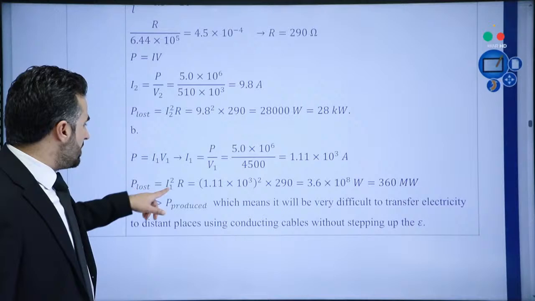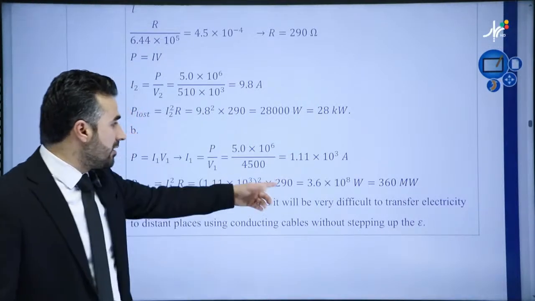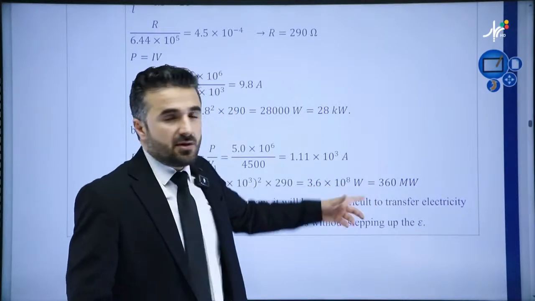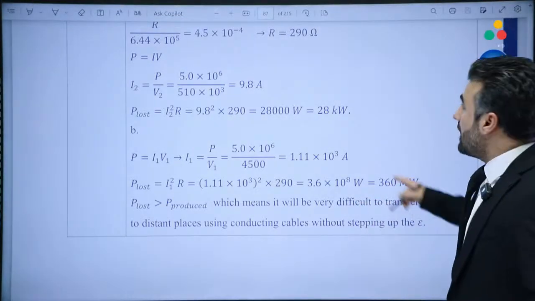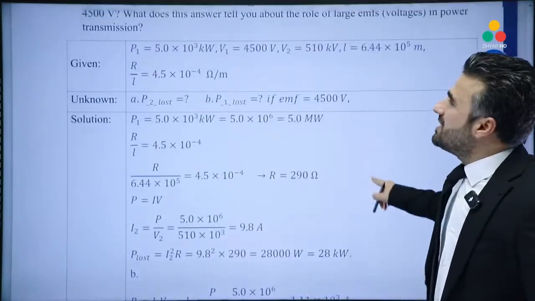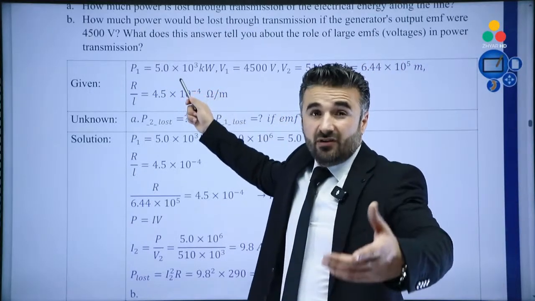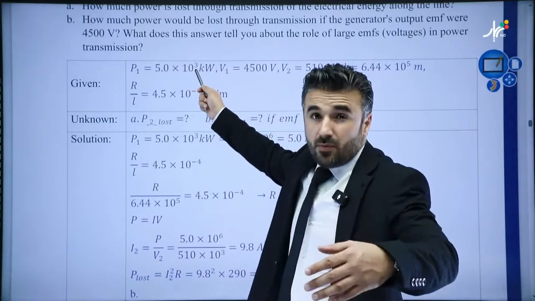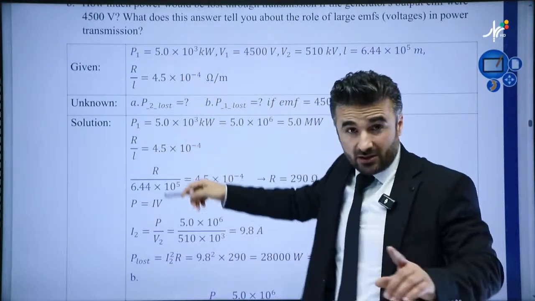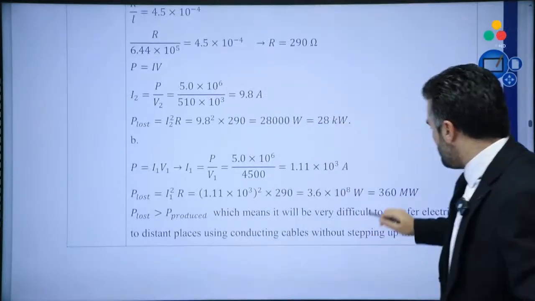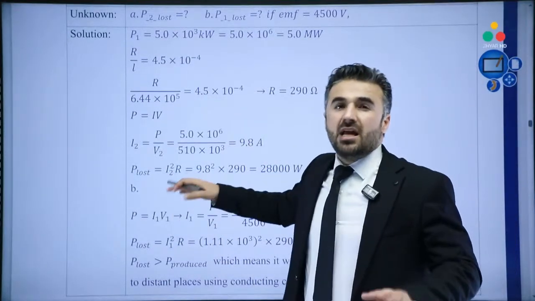So for the power loss, remember, current squared times the resistance, which is still the same. Use that current, multiply by the resistance, and you get about 3.6 times 10 to the power 8 watts, and that is about 360 megawatts. And what was the power that we sent? It was 5 times 10 to the power 3 kilowatts, which is about 5 megawatts. So imagine the power that you sent is 5 megawatts, but the power that is lost is about 360 megawatts. So we can say the power that is wasted is way bigger than the power that is sent in this case.